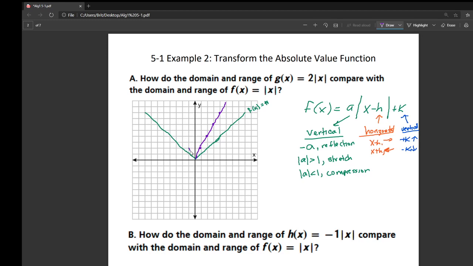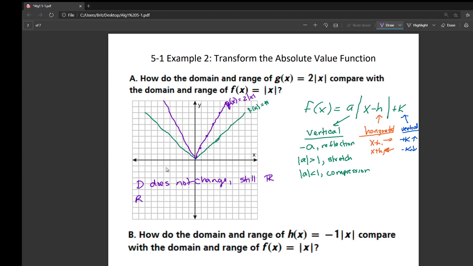And so what you tend to get is an absolute value that looks like this. So notice that it is now stretched. So this is g of x equals 2 absolute value of x. So we need to look at the domain and the range. If you notice, the purple graph is still going to the left forever and to the right forever. So the domain does not change. It is still all real numbers.